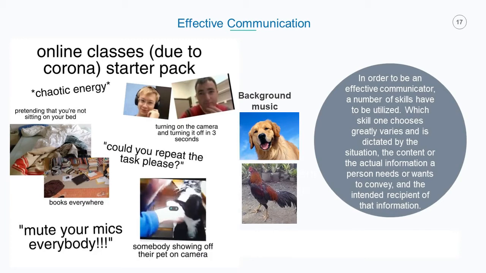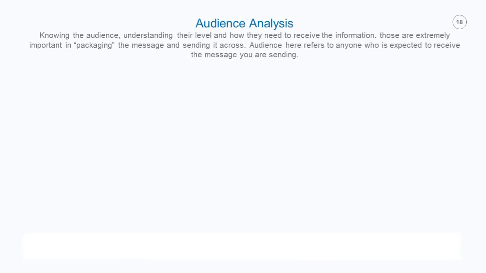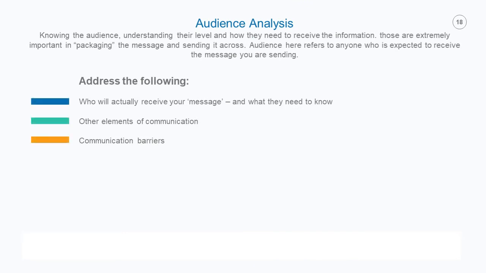Apart from knowing the skills to be an effective communicator, it's also important to make an audience analysis, for it is a key element in effective communication. Audience here does not only refer to the people listening to you in a public speech, rather, it refers to anyone who is expected to receive the message you are sending. Knowing the audience, understanding their level, and how they need to receive the information are extremely important in packaging the message and sending it across. Audience analysis is therefore one skill an effective communicator must have.